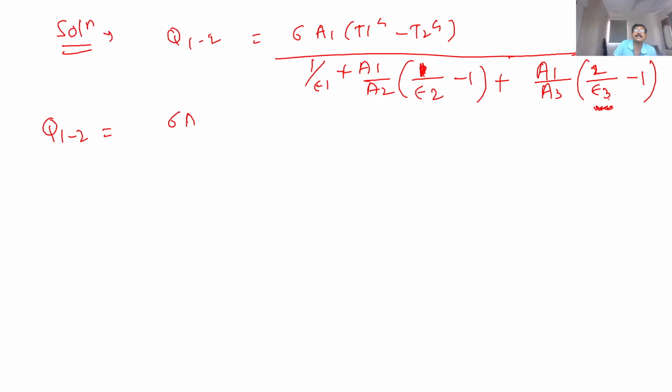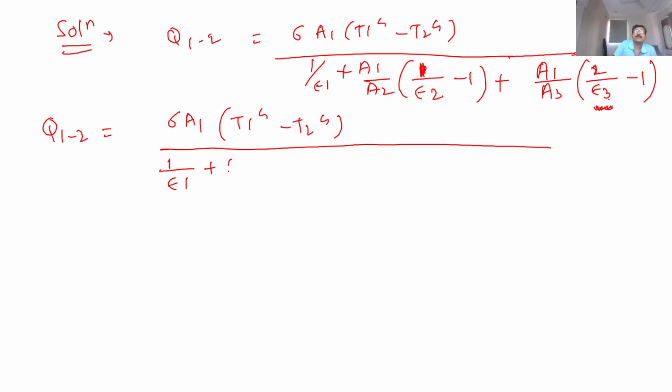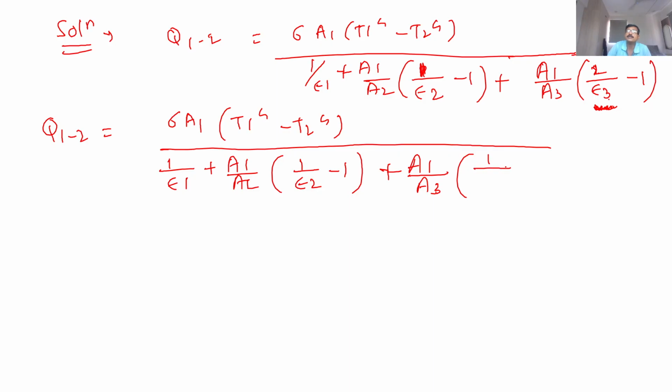So our formula gets modified as 1 by epsilon 1 plus A1 by A2 into 1 by epsilon 2 minus 1 plus A1 by A3. 3 means shield, this term is because of the shield. Now, as the shield has different emissivity on two different surfaces, you have to split that 2 by epsilon 3 into two surfaces: 1 by epsilon 3 towards 1 plus 1 by epsilon 3 towards 2.